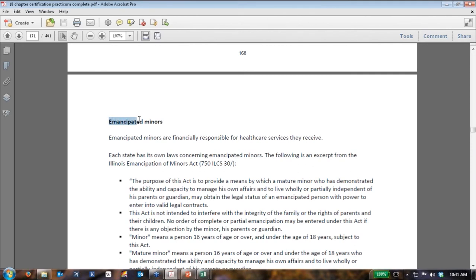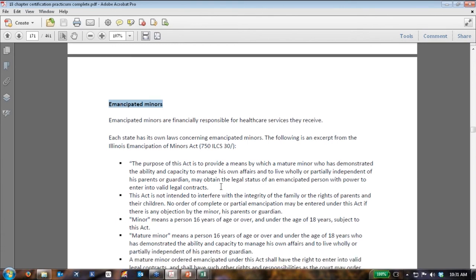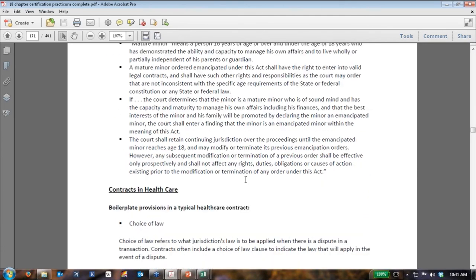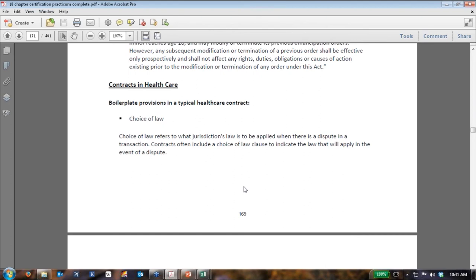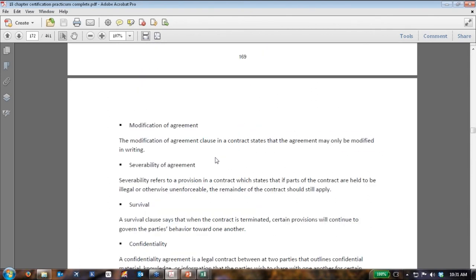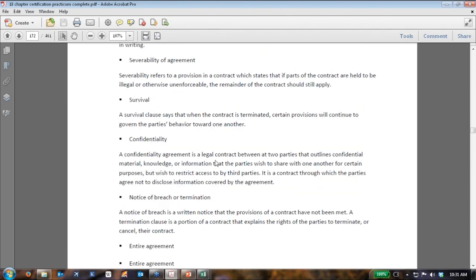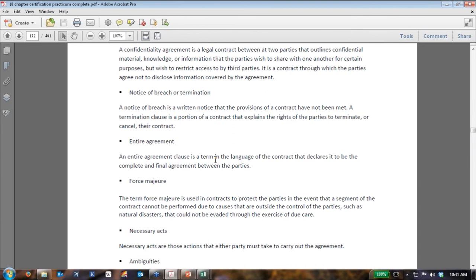And it does in the sense of emancipated minors. It's the only real way in which this touches upon healthcare specifically. And then here's a section that talks about boilerplate provisions in any healthcare contract. This is important to know, and I think there are some questions on this, so look at that.